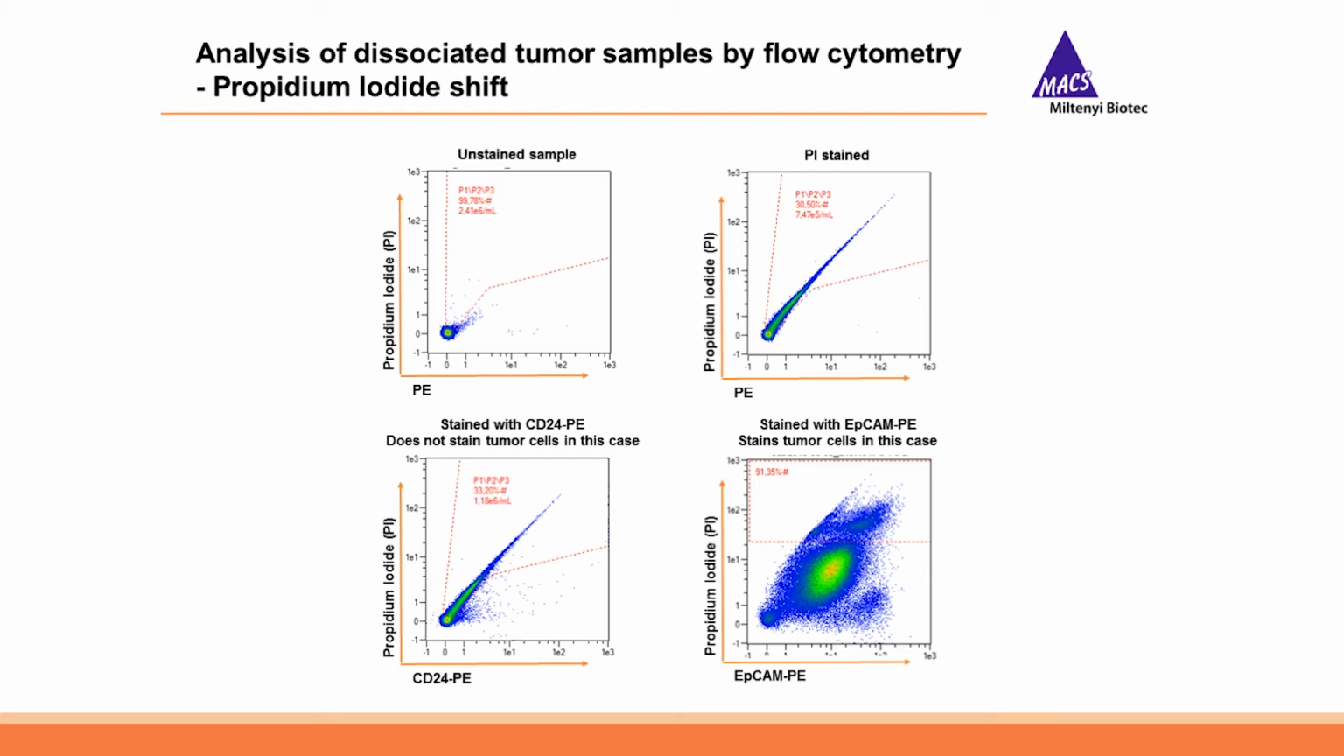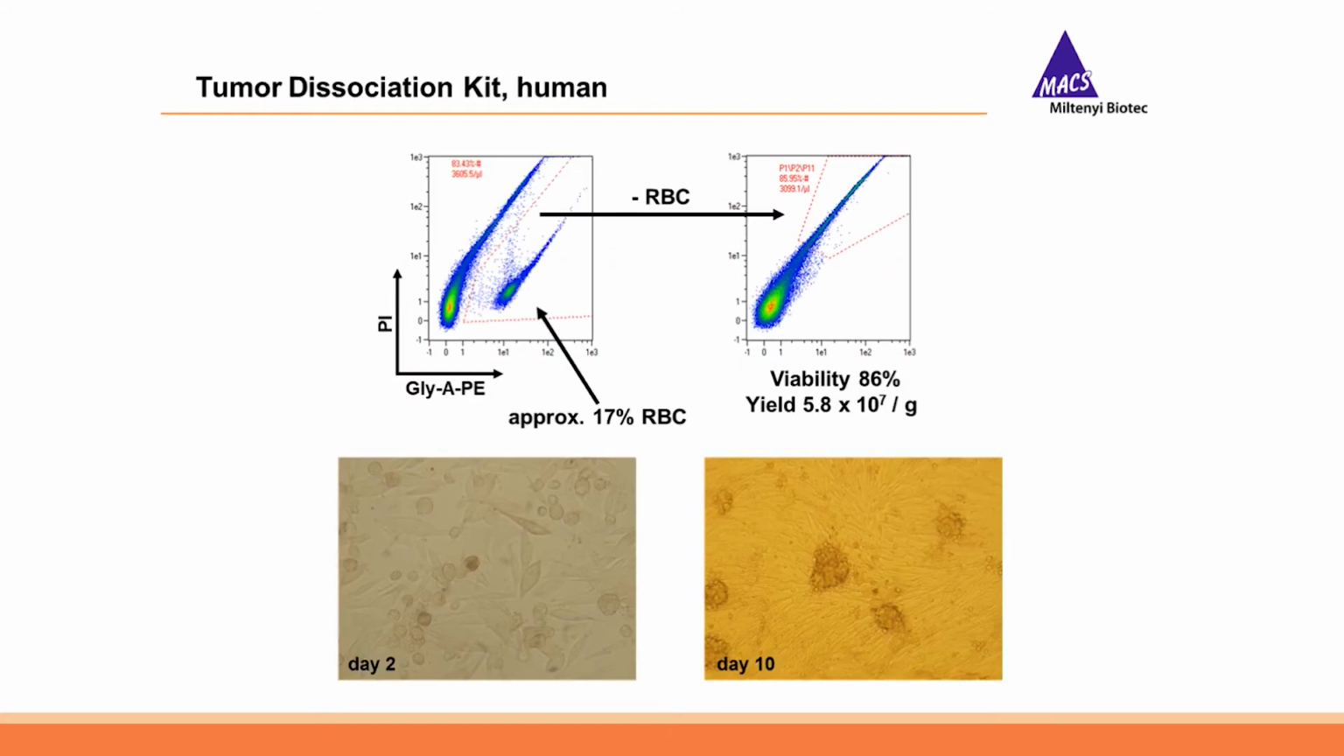So just to keep it in mind, be careful when you exclude viable and dead cells when working with dissociated samples. So all this knowledge, of course, we apply then in analyzing and optimizing our dissociation procedures in order to, of course, get a good viability and a good yield after dissociation.